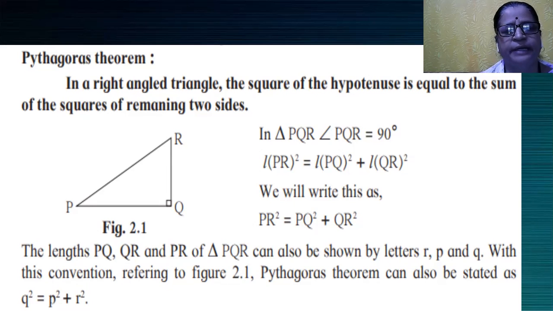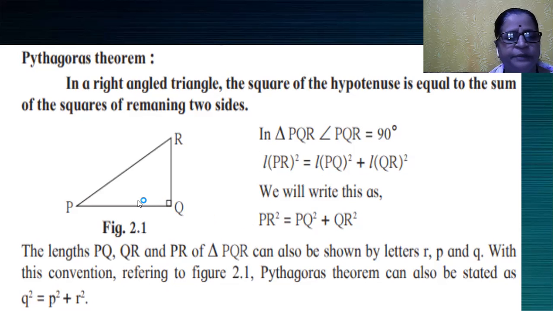In a right angle triangle, the square of the hypotenuse is equal to the sum of the squares of the remaining two sides. Here PR is the hypotenuse and the other two sides are these. So in triangle PQR, angle PQR is 90 degrees, and the length of side PR square is equal to the length of PQ square plus the length of QR square. Here it is given, so we write PR square is equal to PQ square plus QR square.